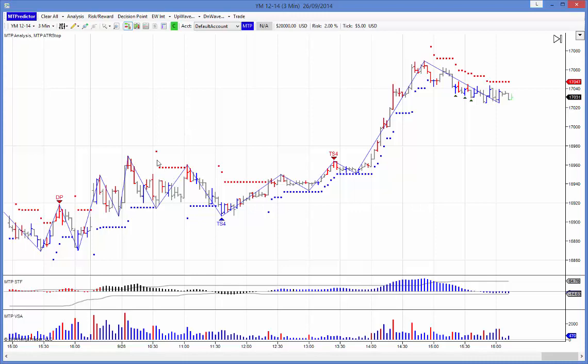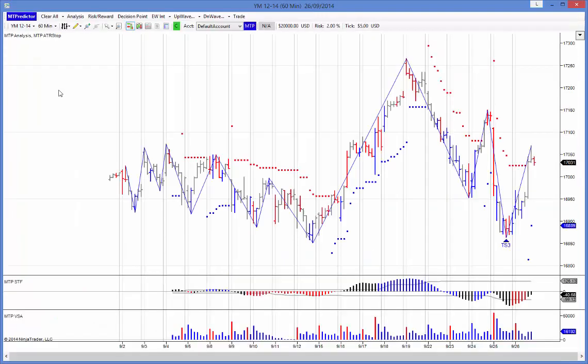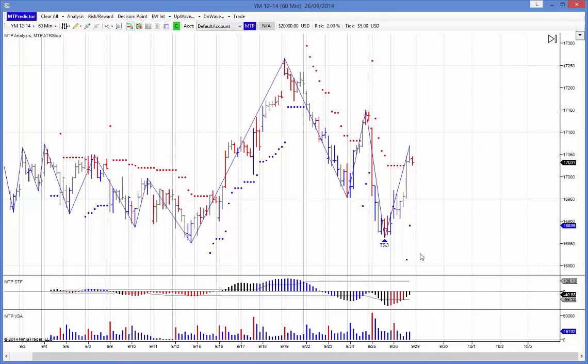In our training webinar, this was for Friday the 26th of September, we were suggesting that the market was likely to rally, and I want to show you why. This is a 3-minute chart. If we go out to a slightly longer time frame, the 60-minute chart, you can see we had a TS3 buy setup here, so that was suggesting the larger trend was up, therefore the market was likely to rally.